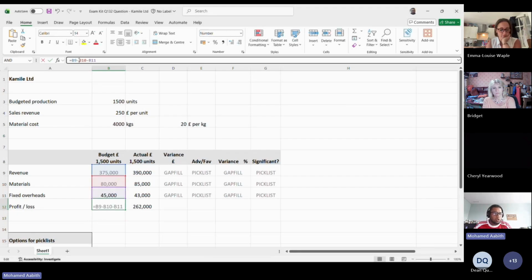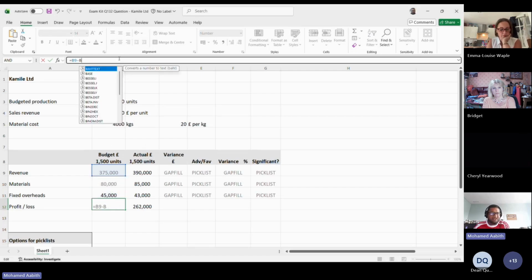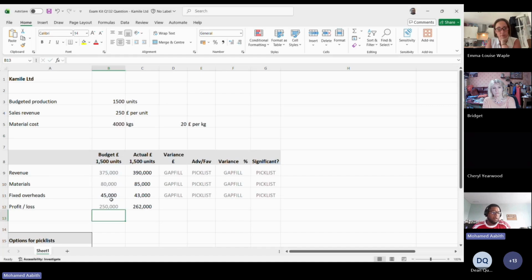Sometimes you could also do, in this scenario, I'm going to show you a nest function. A nest function allows you to put all your expenses together. So if I say minus, but within brackets, this plus that, I can do that as well. It will still work and it will give you 250,000 pounds here. So that is your budgeted figure.